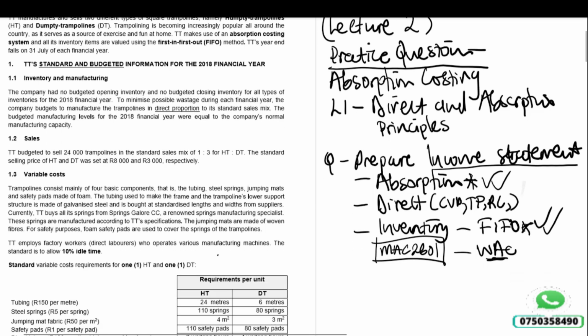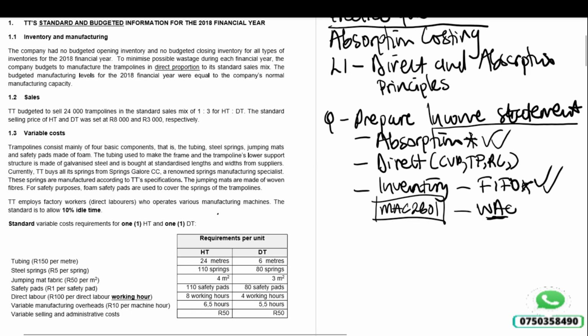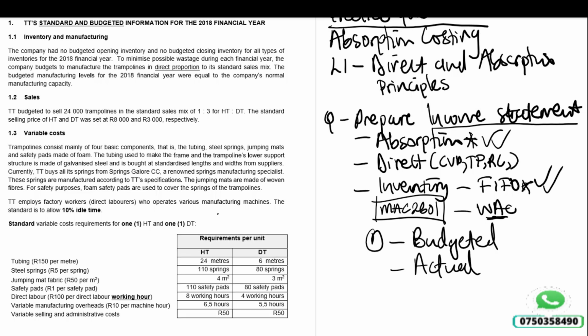The other thing you need to understand is that they can say prepare an income statement, and that income statement can be a budgeted income statement or an actual income statement. I explained the differences between these two in the previous lecture. In this lecture, we're going to cover a budgeted income statement. Okay, so let's look at the required.